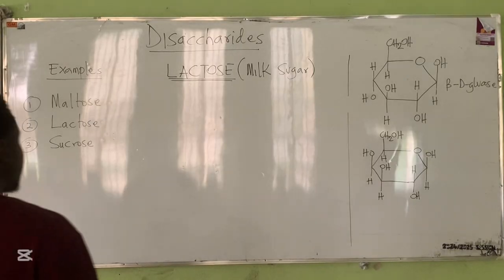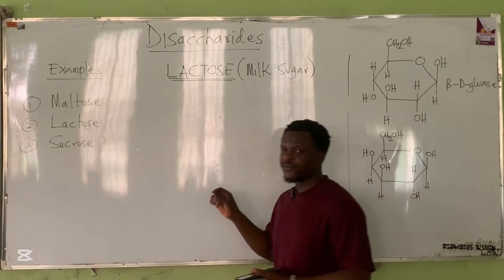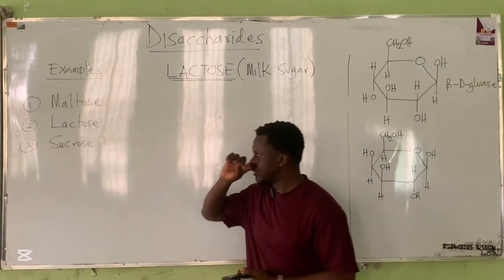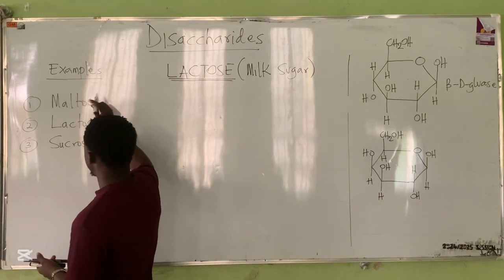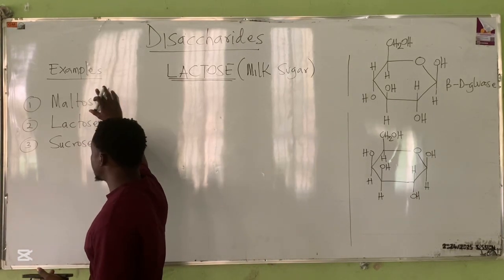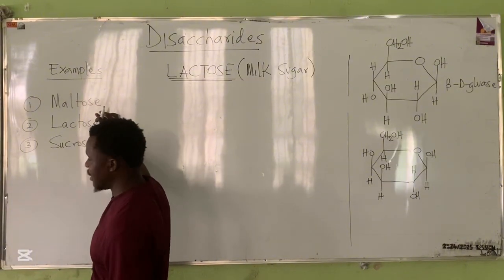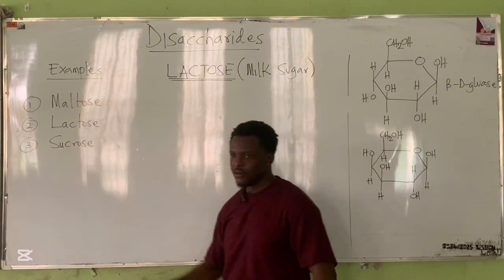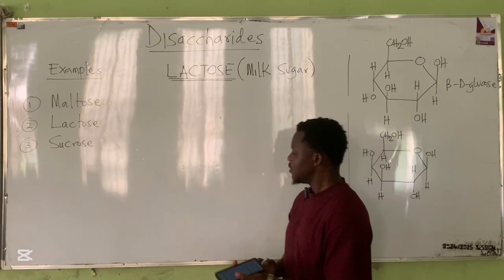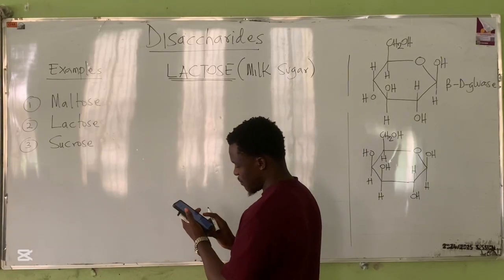So let's look at lactose. Previously we talked about maltose. Please, maltose is the sugar found in malt. Lactose is milk sugar, and this one is table sugar. All right, this is the one we use in the house. So let's actually look at lactose.